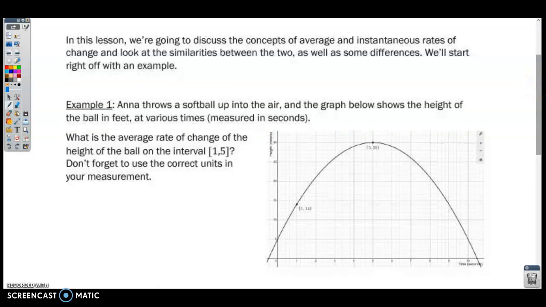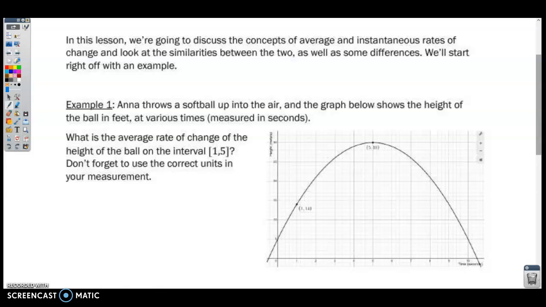Example 1 here. Anna throws a softball up into the air, and the graph below shows the height of the ball in feet at various times, measured in seconds. What is the average rate of change of the height of the ball on the interval from 1 to 5? Don't forget to use the correct units in your measurement.